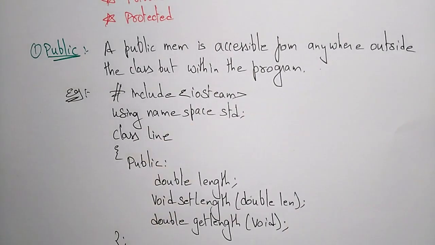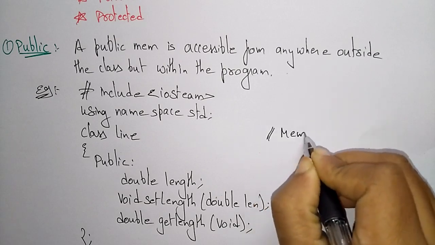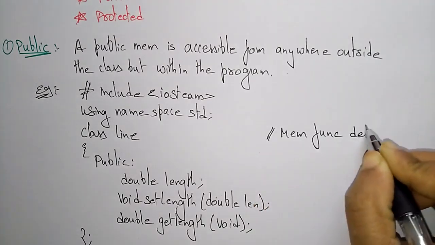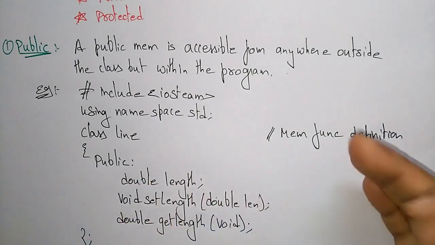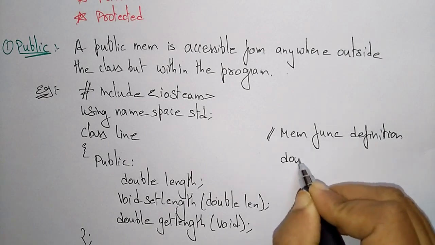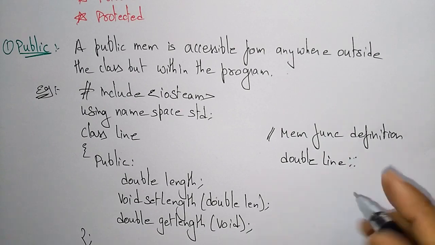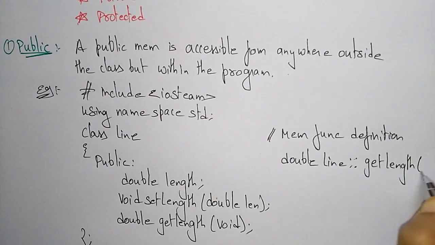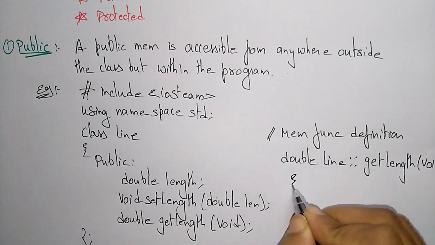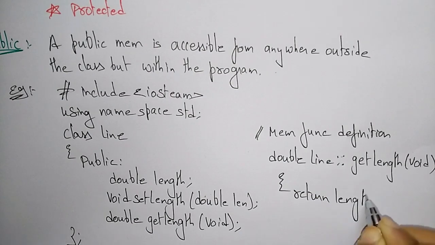So this is the class Line. Now let us see the member function definition. Here I just declared the data member and the member functions, so now I am writing the definition. double Line::getLength, where Line is the class and getLength is a member function, returns length. Whatever the length may be, that should be returned.